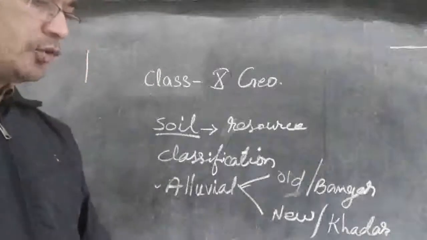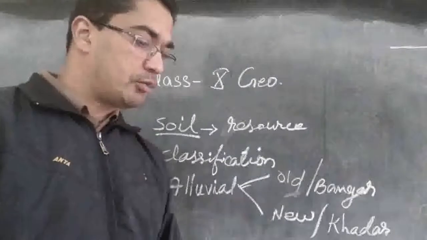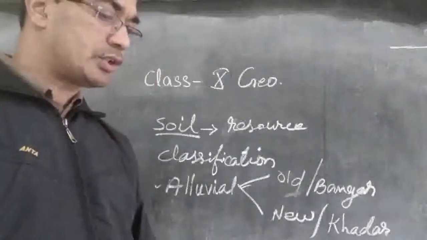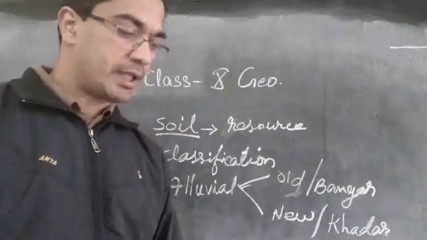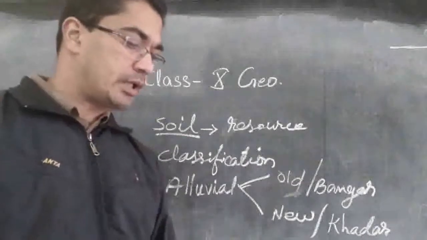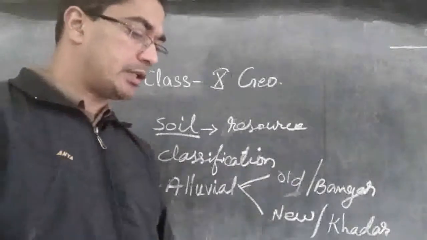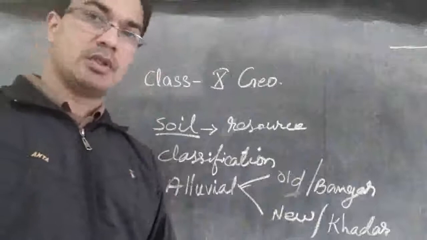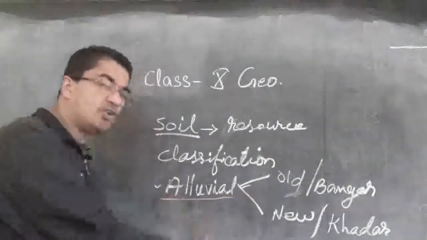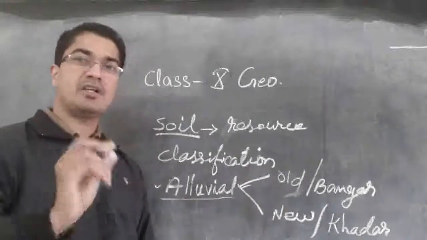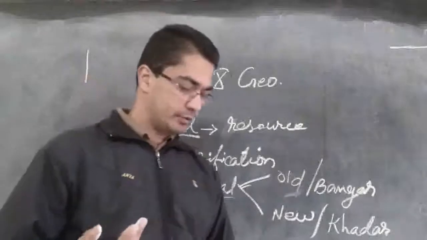And alluvial soils as a whole are very fertile, and mostly these soils contain adequate proportion of potash, phosphoric acid and lime, which are ideal for the growth of sugarcane, paddy, wheat and other cereal and pulse crops. So why are farmers very much interested in cultivating in the alluvial soil? It is very ideal for the growth of sugarcane, wheat, paddy and so on.